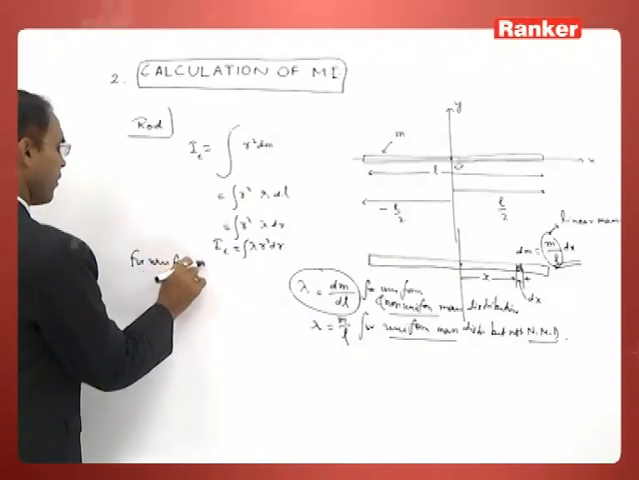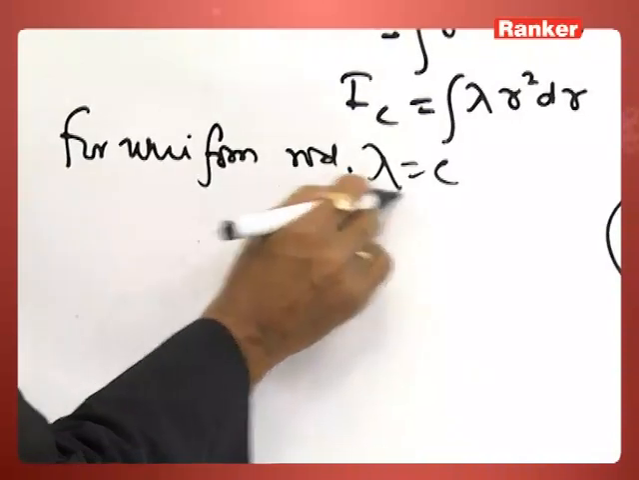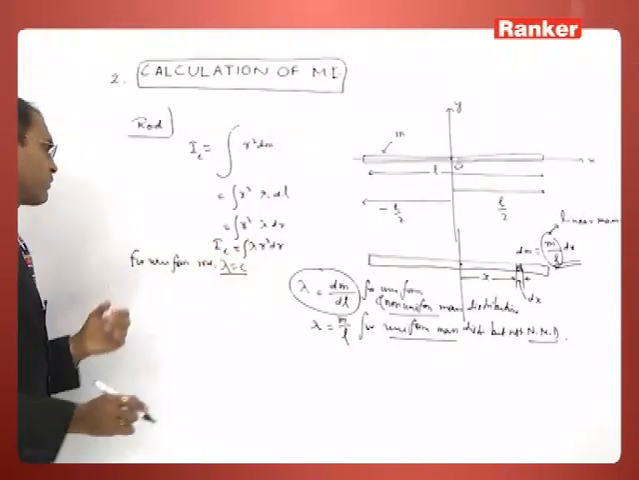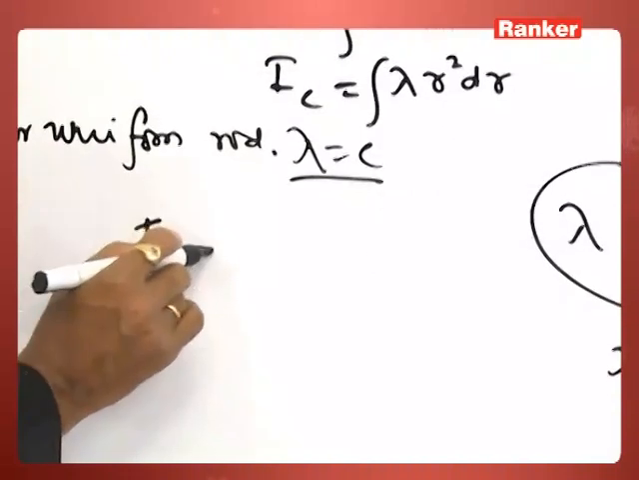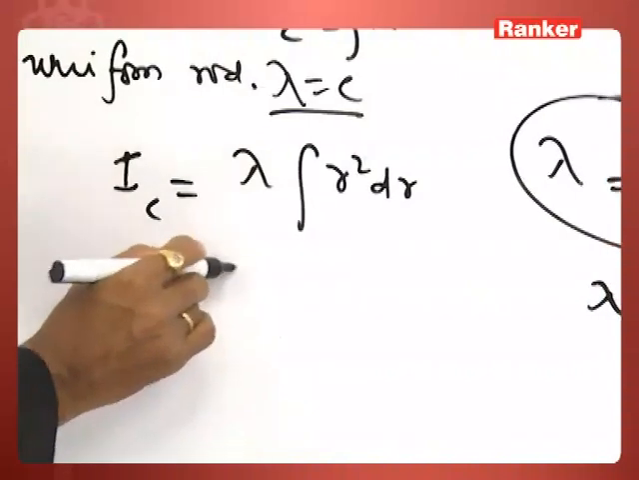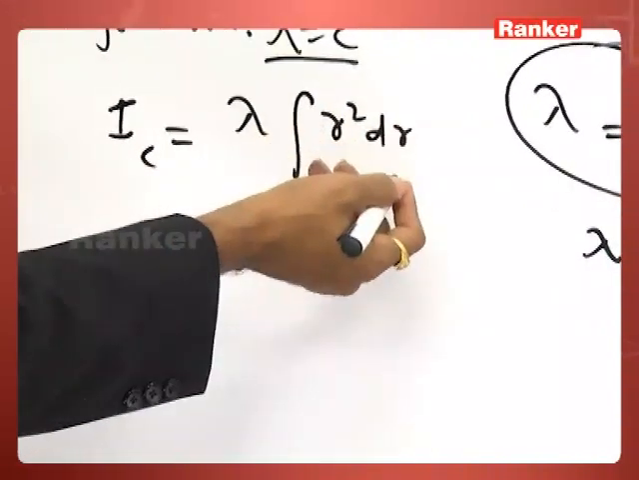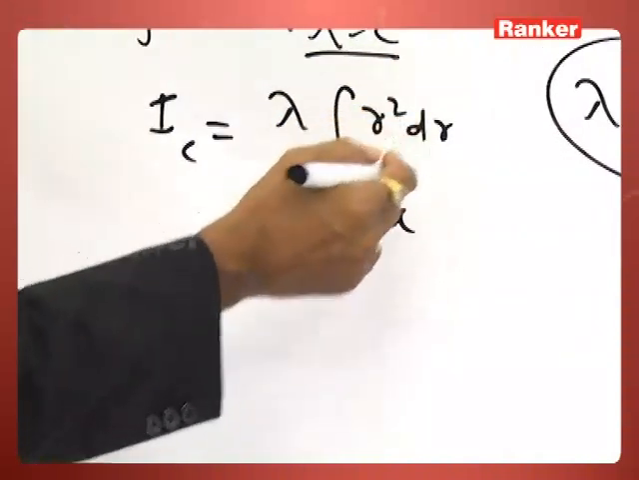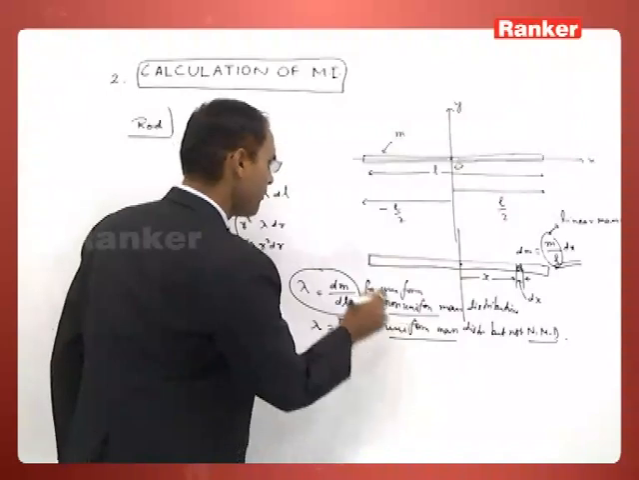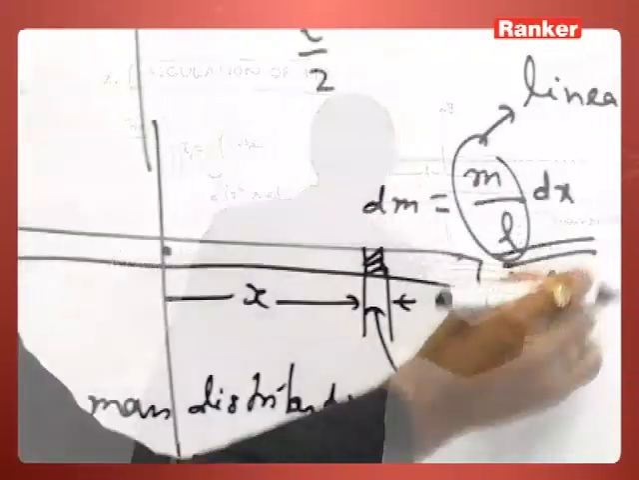For a uniform rod, lambda is a constant quantity. Then only you can pull it out of the integral. Then I_C can be written as lambda r square dr. Here r can be written as x. If you like r, you can put it, or if you do not like, write x square dx. x ranges from minus L by 2 to plus L by 2.